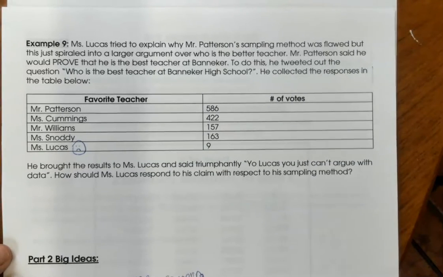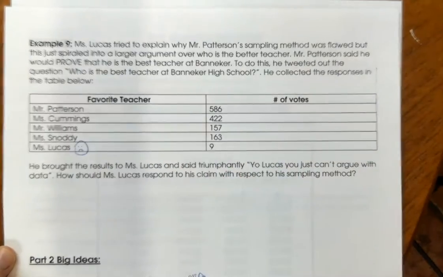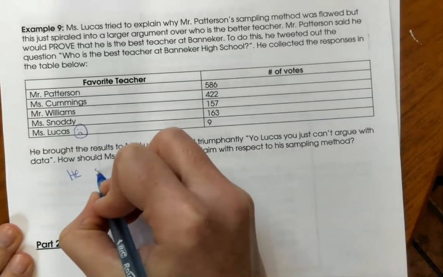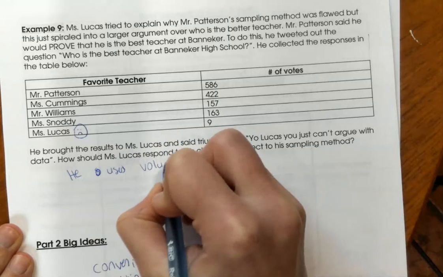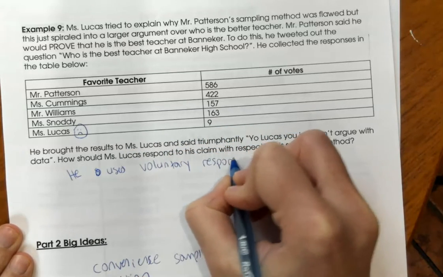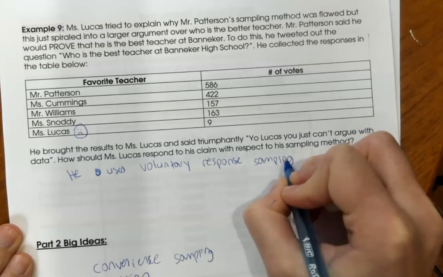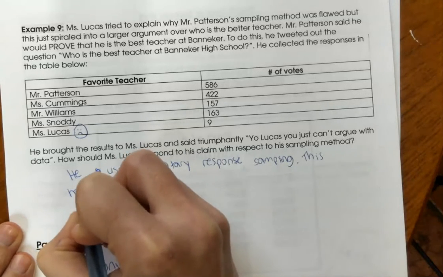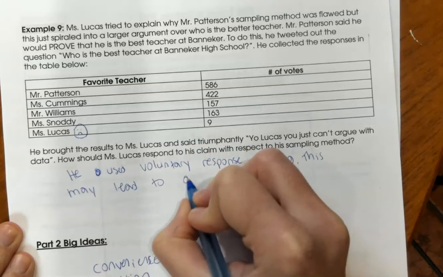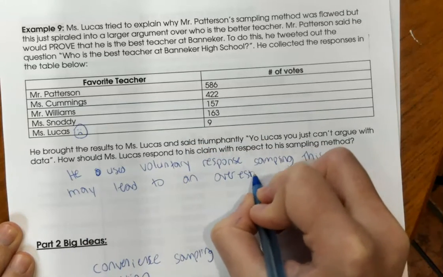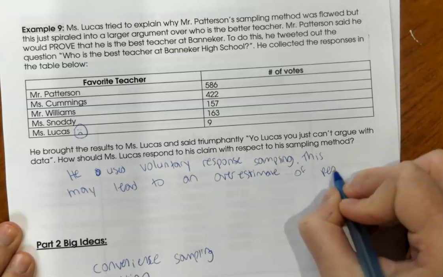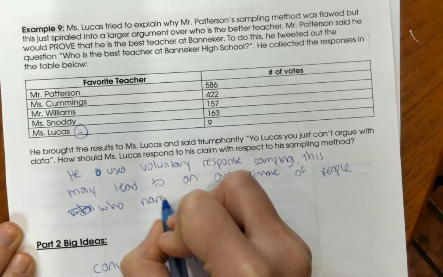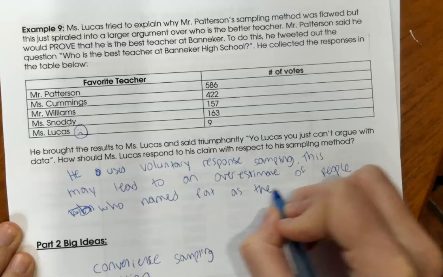Alright, so what type of sampling did he use? If he tweeted out who was the best teacher at Banneker and then calculated who responded. Alright, I hope you said that he used voluntary response sampling. This may lead to an overestimate of people who named Pat as the best teacher. Wow, I can't spell.